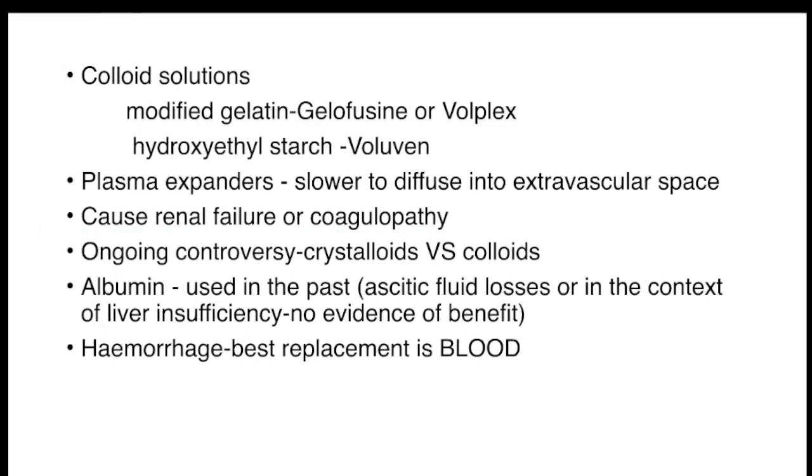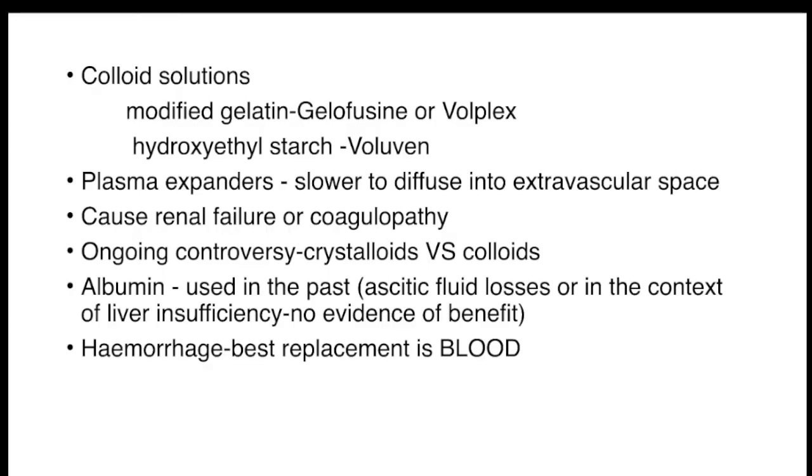Other options are colloid solutions. Colloid solutions include 20% albumin. They include modified gelatin based solutions like Volpex or hydroxyethyl starch. There's also a range of plasma expanders which can be used, which are slower to diffuse in the extravascular space and thus lead to an expansion of the intravascular space.